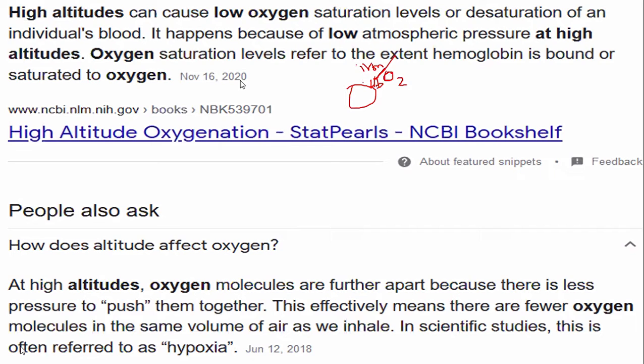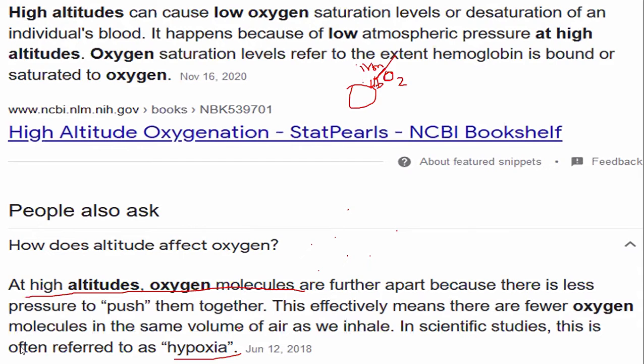At high altitudes, oxygen molecules are further apart. That's what I meant earlier. At high altitudes, molecules are further apart because there is less pressure to push them together. This effectively means there are fewer oxygen molecules in the same volume of air as we inhale. In scientific studies, this is referred to as hypoxia.